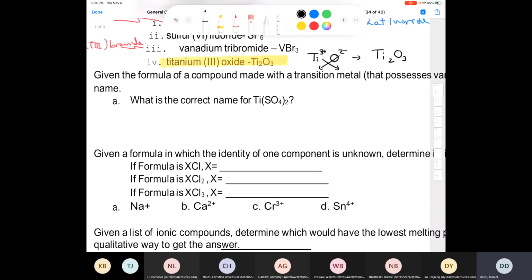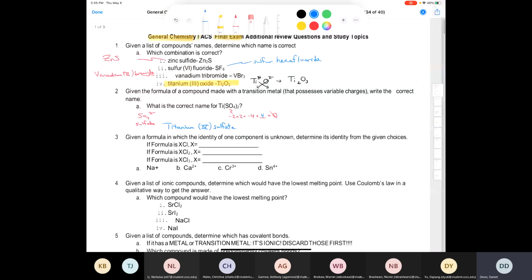We have this compound here, Ti(SO4)2. Well, by now you should know that SO4 has a 2- charge, and that's called a sulfate. So if I have 2 of these, that means I've got a -2 charge times 2, which gives me -4. Now, -4 plus something gives me 0 because there's no charge for this formula. And so that something must be a 4. And so this is titanium 4 sulfate. All right, so be able to name an ionic compound that possesses a transition metal.